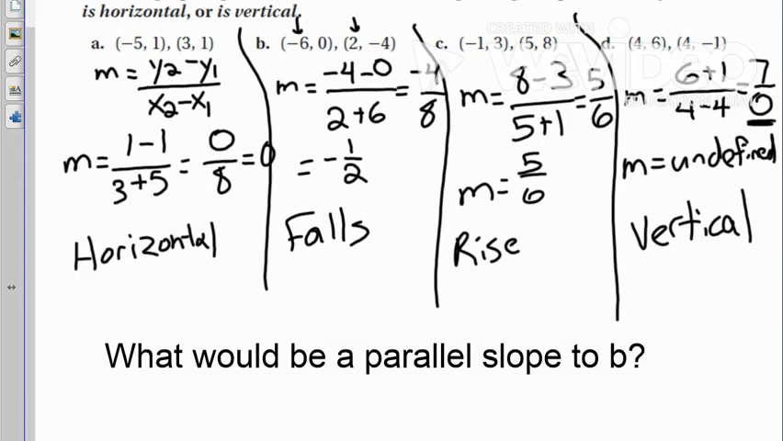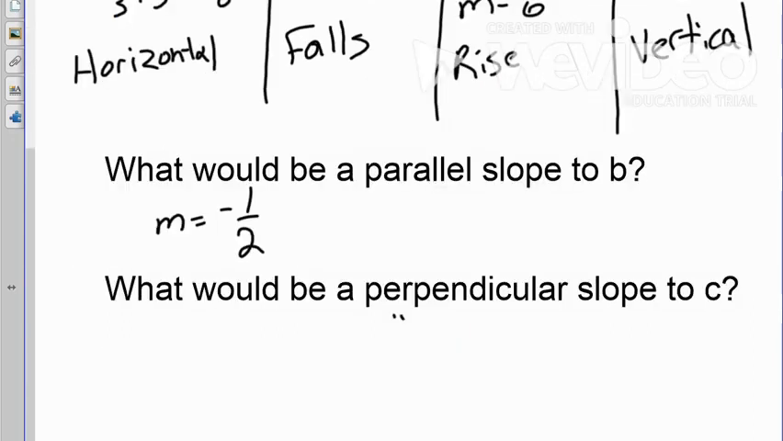But what would be a parallel slope to B? Well, since parallel slopes need to be the same, you would simply answer that m would need to be -1/2. So as long as the line is equal to -1/2, that's what we need to know. Okay, and then, oopsies, this isn't lining up.